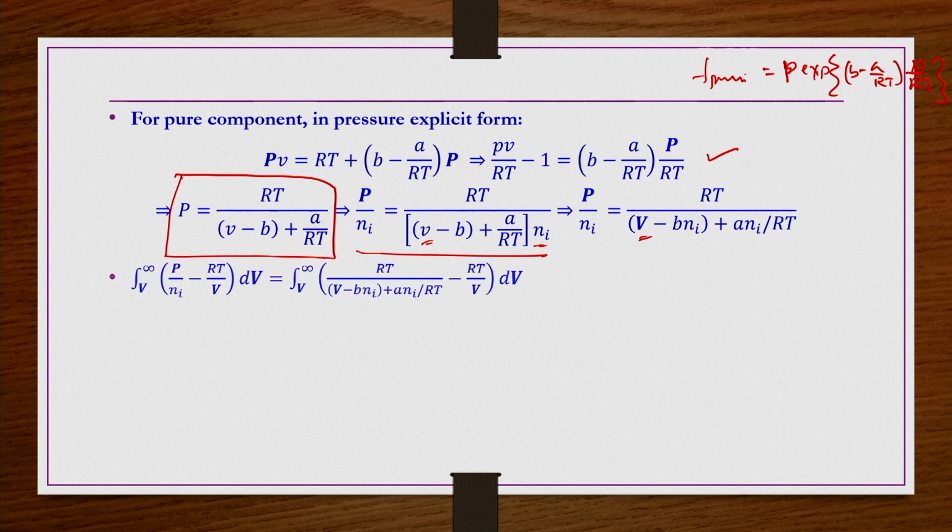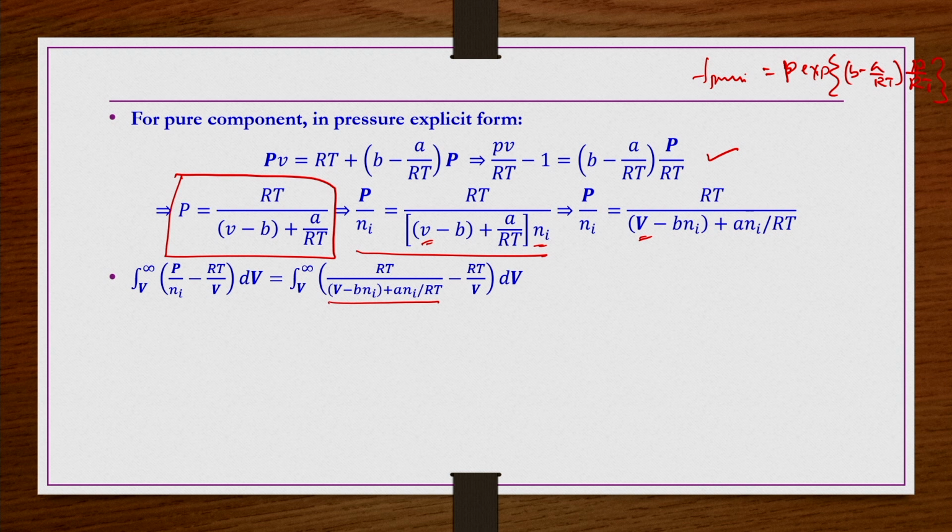So, we need the integral of (P by Ni minus RT by V) dV. So, P by Ni is this term, minus RT by V. Here in this equation, A, B, R are constants, and temperature also is constant, as we are doing all these expressions at constant temperature and composition.